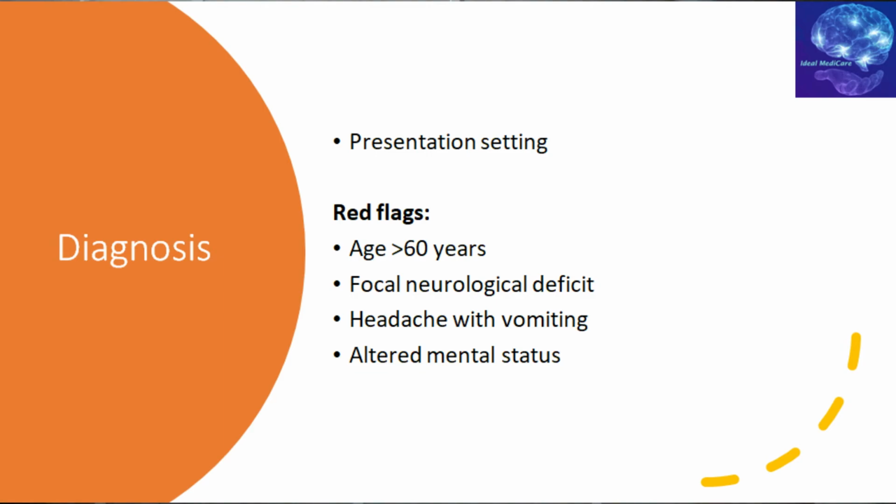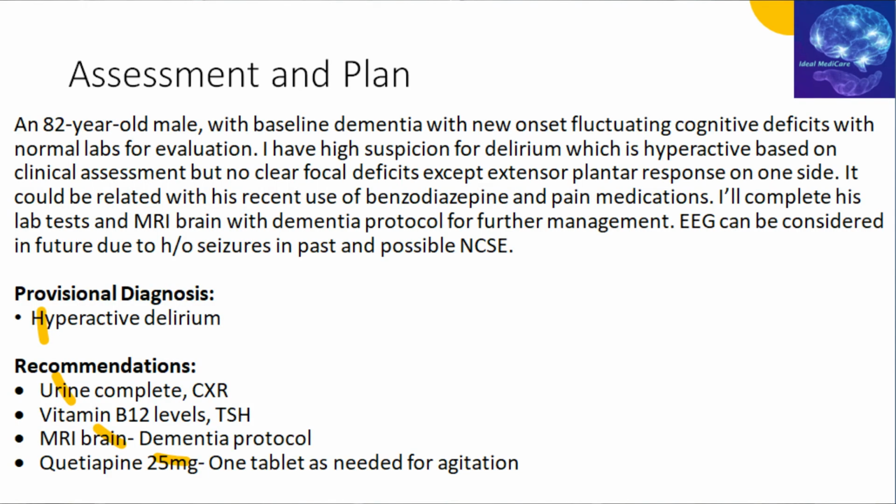But the red flag signs for the patients who are presenting in the emergency setting are that if they are aged more than 60 years, or if they have focal neurological deficit, headache with vomiting, and an altered mental status, we should get prompt workup, especially imaging and MRI brain, to make sure there is no meningoencephalitis or a stroke. Now, assessment and plan.